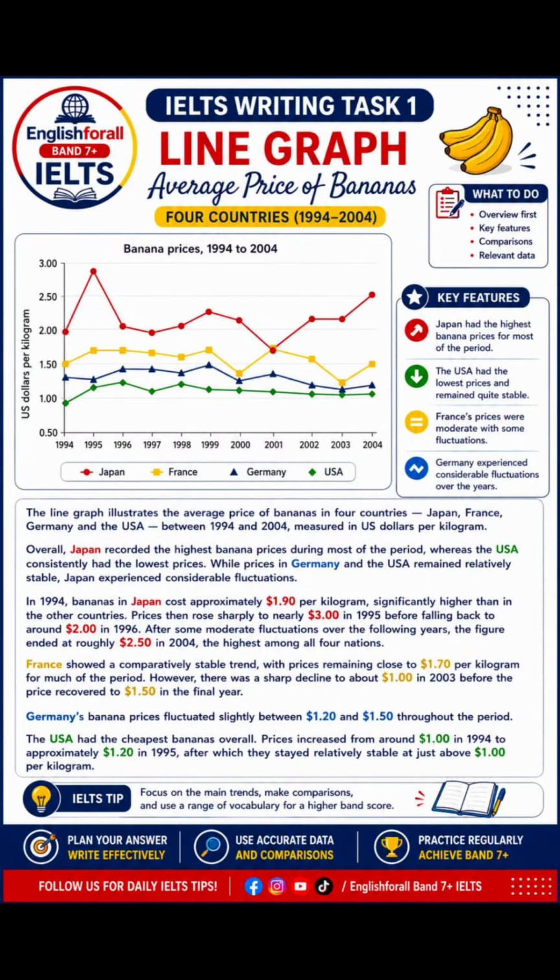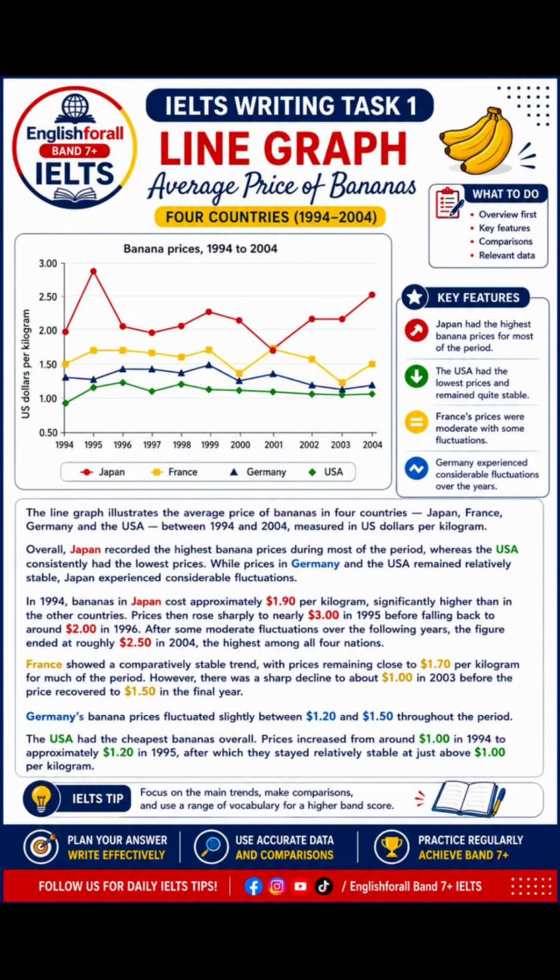Okay, in the next paragraph is overall: Japan recorded the highest banana price during most of the period, whereas the USA consistently had the lowest prices. While prices in Germany and the USA remained relatively stable, Japan experienced considerable fluctuations. So in this paragraph, just the overall summary of the countries comparing the prices of bananas.